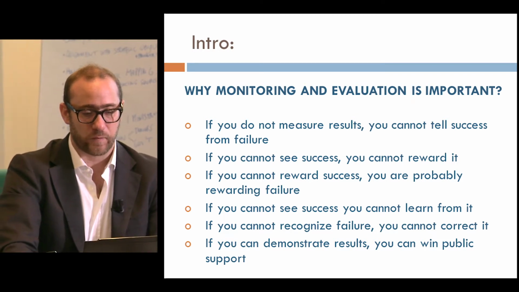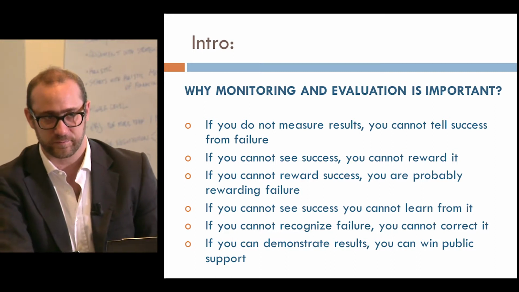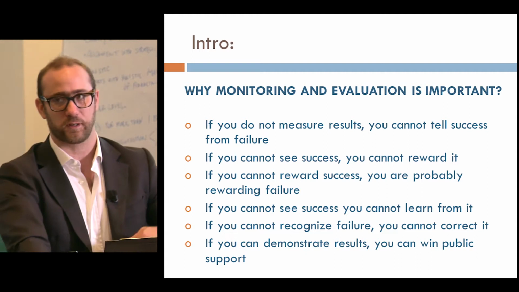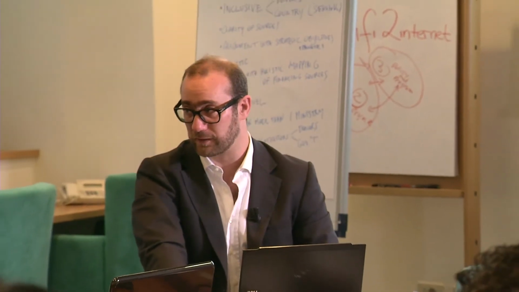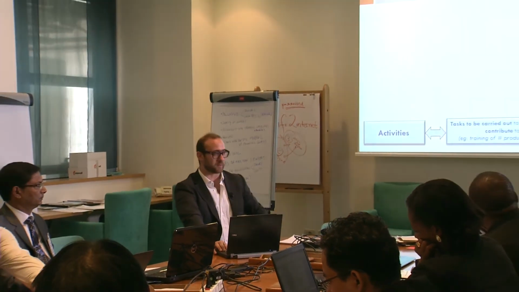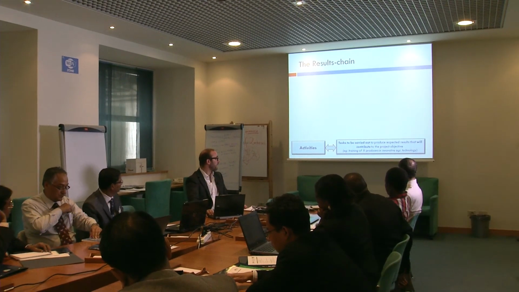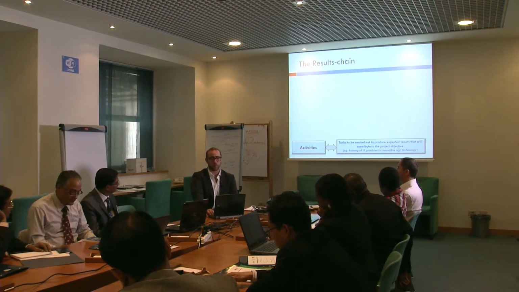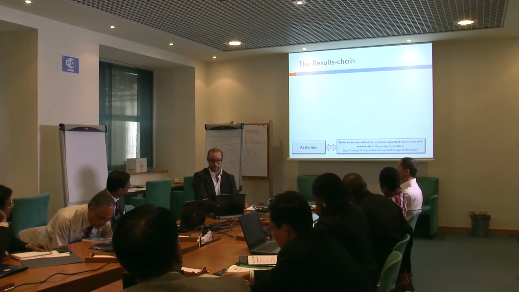So again, I guess you know what a result chain is. We're talking about activities, outputs, outcomes, and impact. Here I prepared a slide that goes through these four main elements, and I'll take this chance to make a parallel with a possible result structure of a country investment plan.